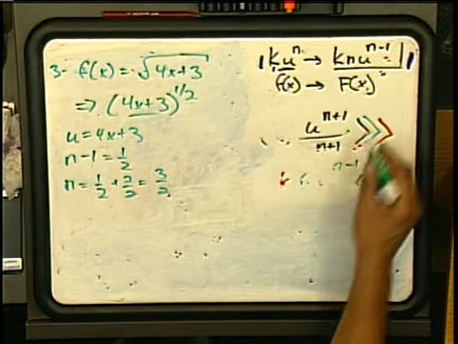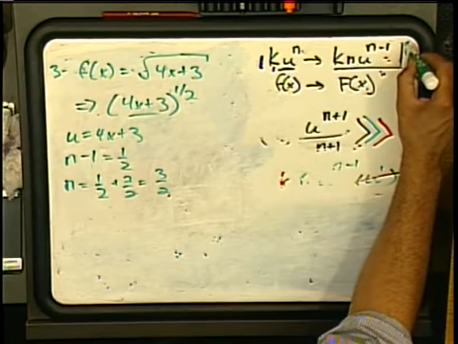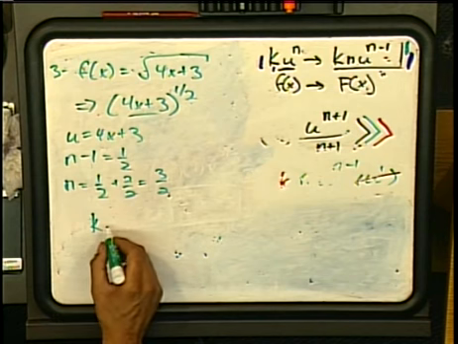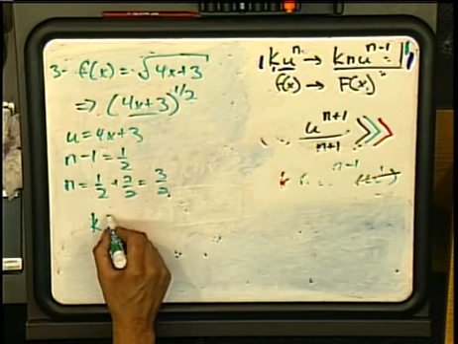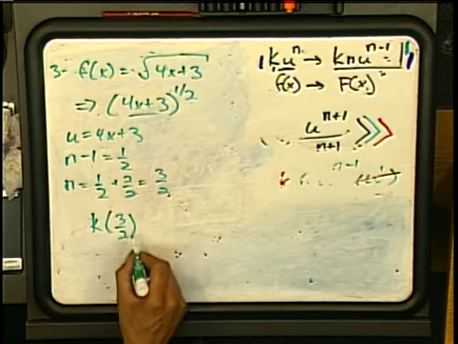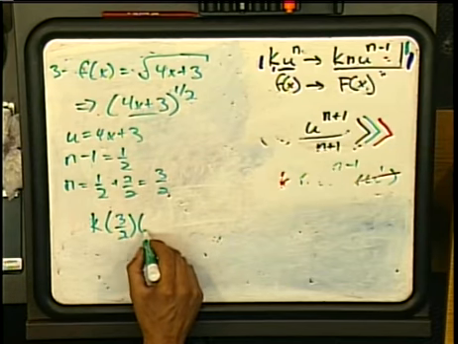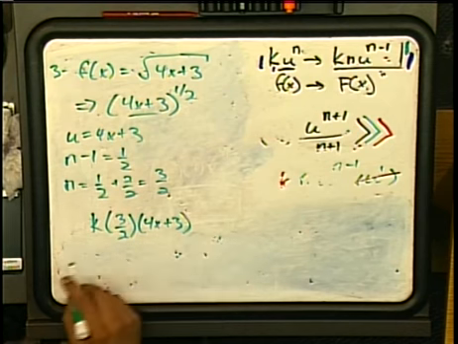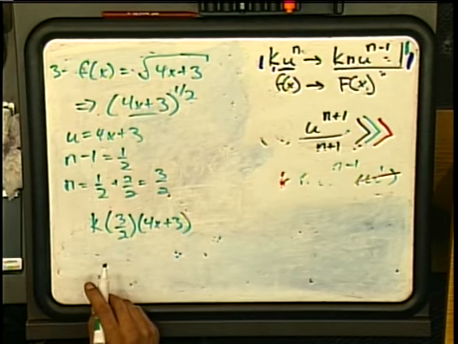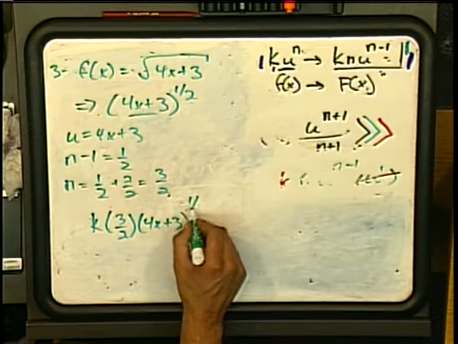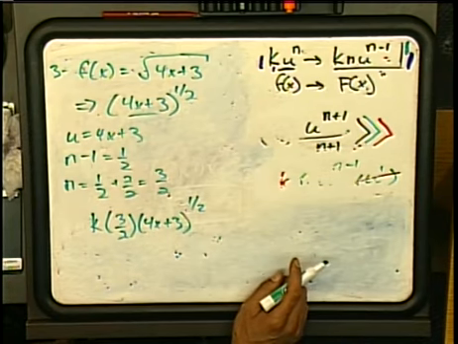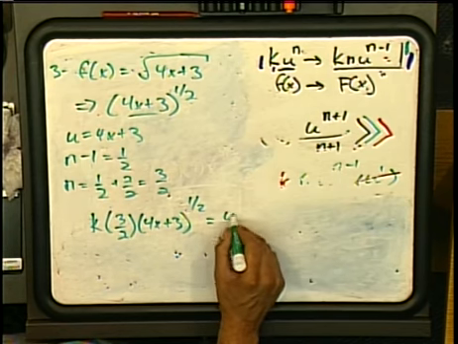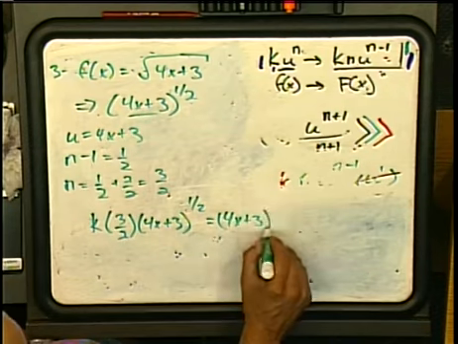And start plugging into this one, where we're looking for K. N equals 3/2. U equals 4x plus 3 to the N minus 1, which is 1/2. And all that equals 4x plus 3 to the 1/2.